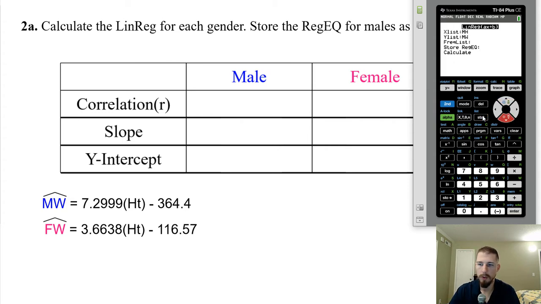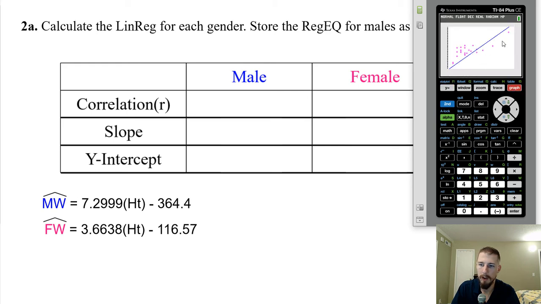And then I'm going to store the regression equation for the males as Y1. So variables, Y variables, function Y1, and then hit enter and calculate. And so it's going to store this regression equation in for Y1. So if you go to Y1, that's going to be this equation here. And it'll turn it on automatically. If I hit graph, it'll graph it.